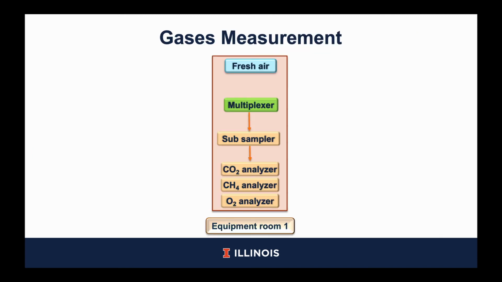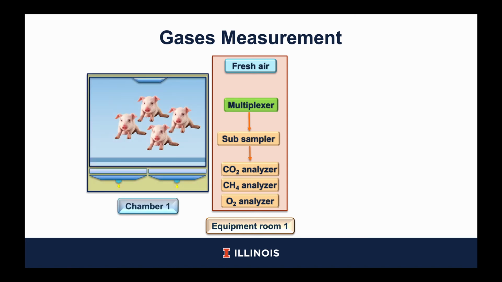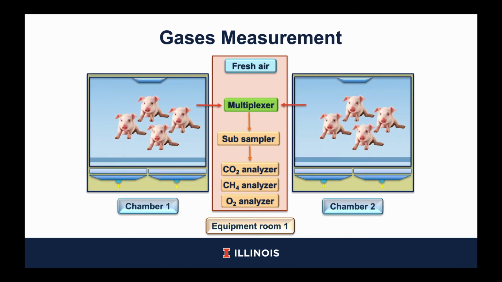To explain this system in greater detail, I brought this chart as an example, the equipment room number 1 and chamber 1 and 2. The multiplexer receives a sample of air from one of the chambers and also from the fresh air supply, which is going to be the baseline. This multiplexer selects one of the sources at a time and sends the airstream to the subsampler. This subsampler takes 250 milliliters of air to be sent to the analyzers for analysis of CO2, CH4, and O2.